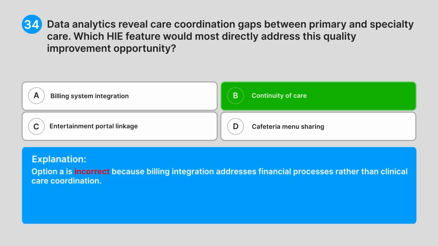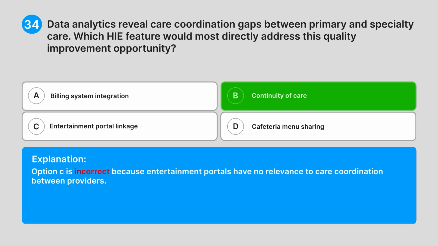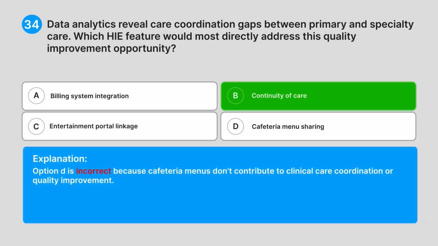Option A is incorrect because billing integration addresses financial processes rather than clinical care coordination. Option C is incorrect because entertainment portals have no relevance to care coordination between providers. Option D is incorrect because cafeteria menus don't contribute to clinical care coordination or quality improvement.